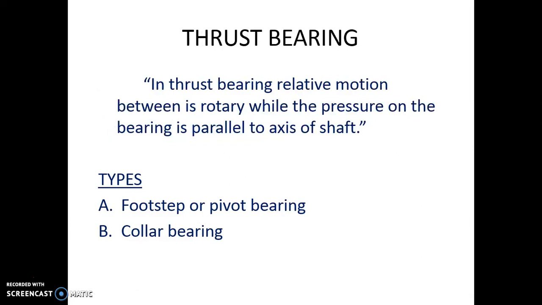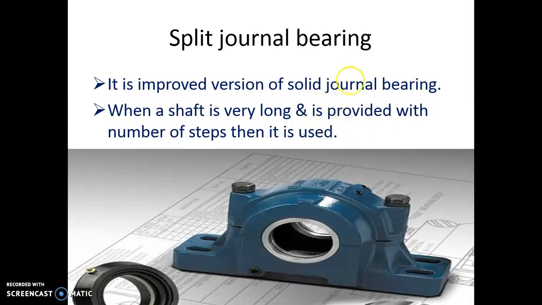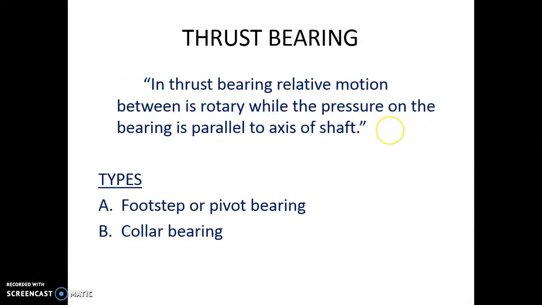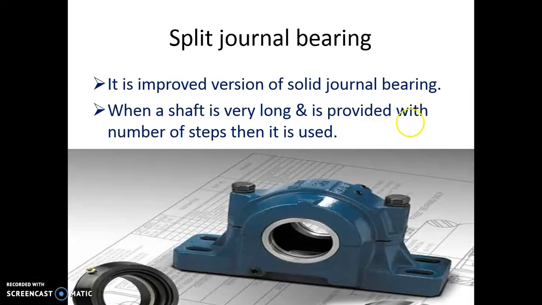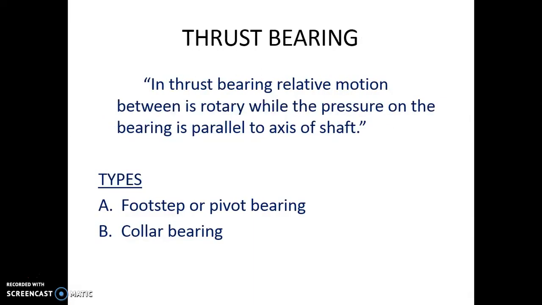Now, what are thrust bearings? In this case, the split journal bearing can only support the radial load. What is radial load? The load which acts perpendicular to the axis of the shaft. But it cannot sustain any load that is acting along the axis of the shaft. When the load is acting along the axis of the shaft, that is called thrust load. So to support thrust load, we have the thrust bearing.